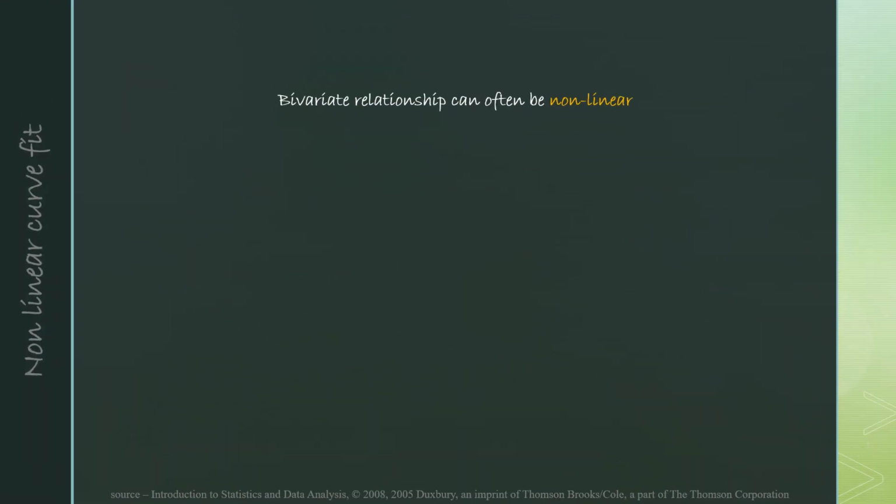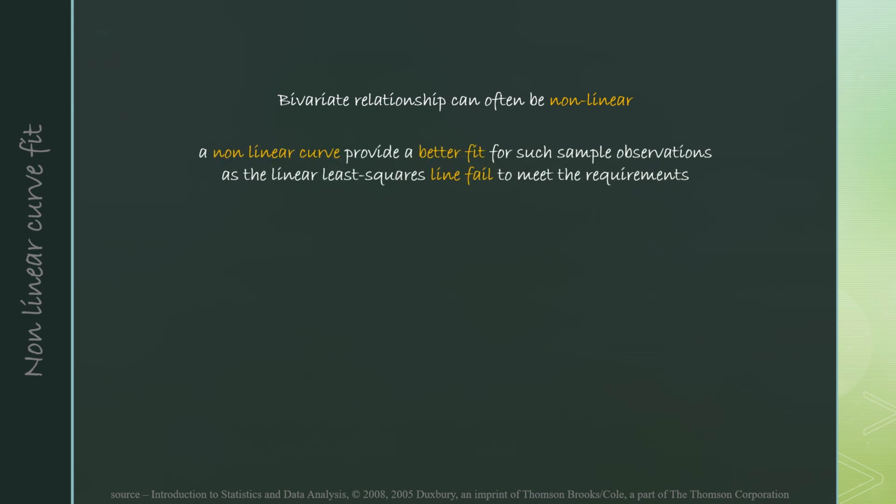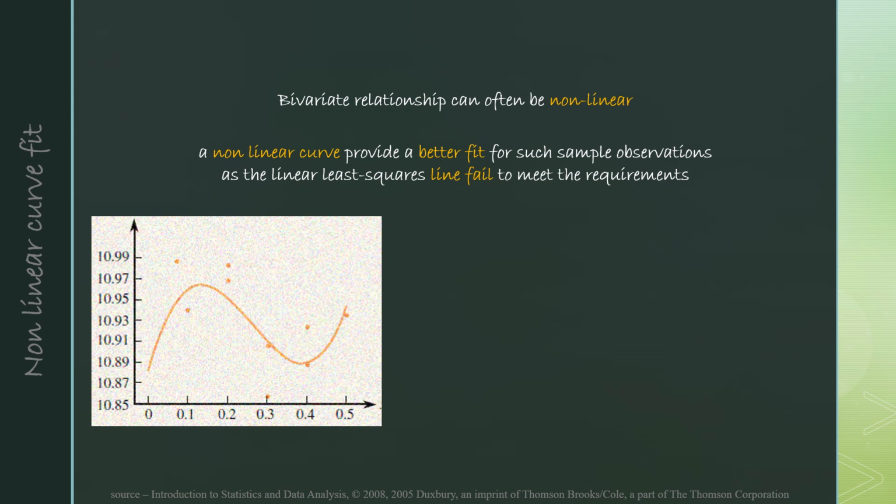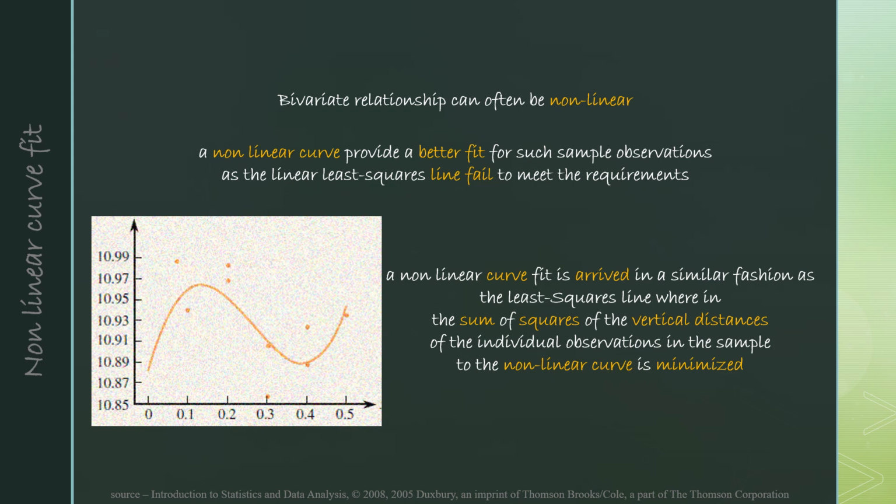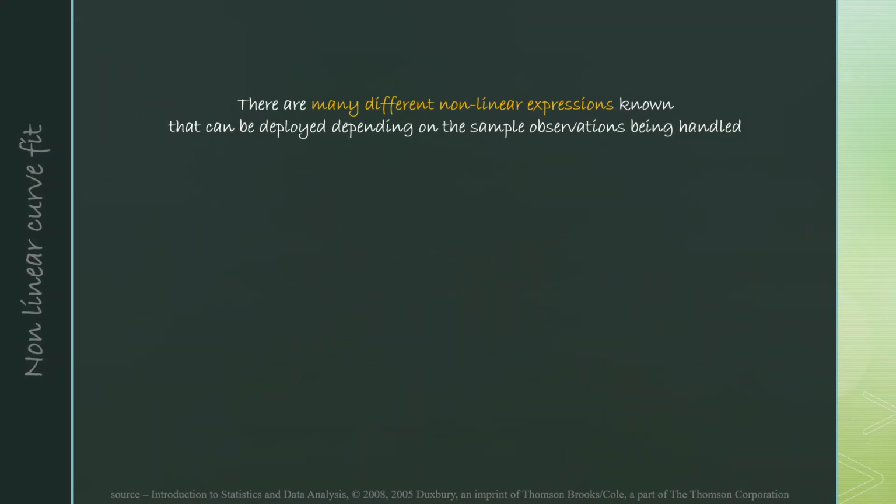Bivariate relationship can often be nonlinear. A nonlinear curve provides a better fit for such sample observations as the linear least squares line failed to meet the requirements. A nonlinear curve fit is arrived in a similar fashion as the least squares line, wherein the sum of the squares of the vertical distances of the individual observations in the sample to the nonlinear curve is minimized. There are many different nonlinear expressions known that can be deployed depending on the sample observations being handled.